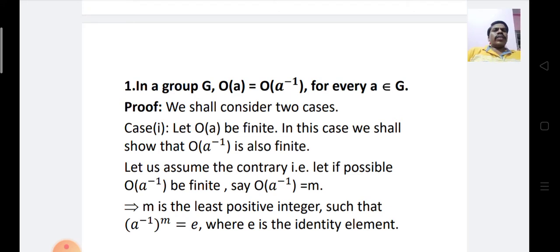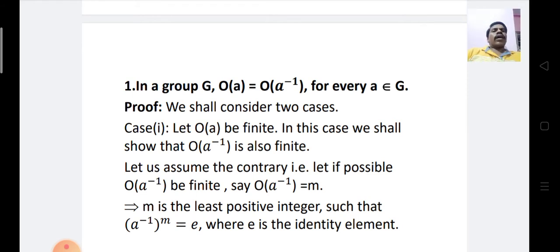Now let us prove this theorem. We prove this theorem by using two cases. Case 1: let order of A be finite. In this case, we shall show that order of A inverse is also finite. It means that if order of A is finite, then definitely order of A inverse is also finite.